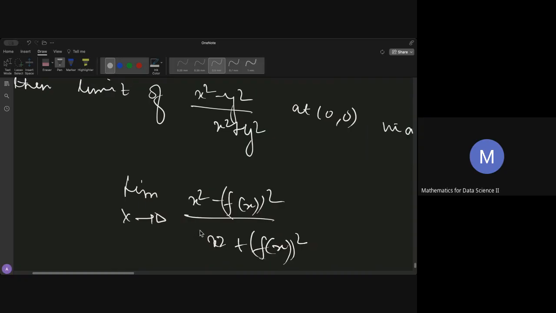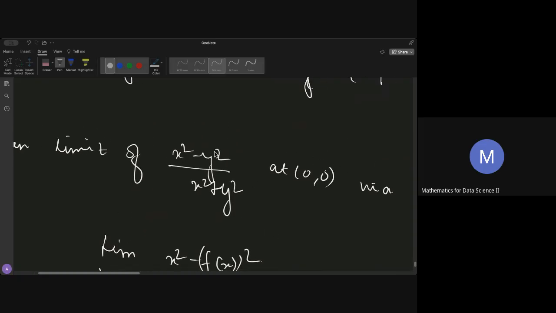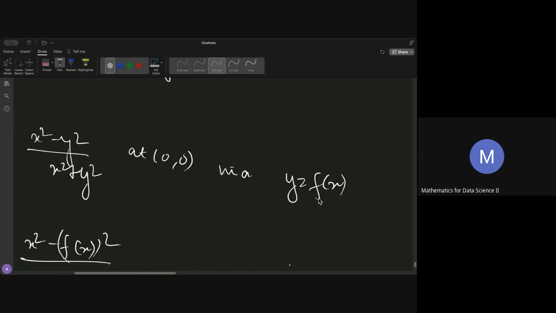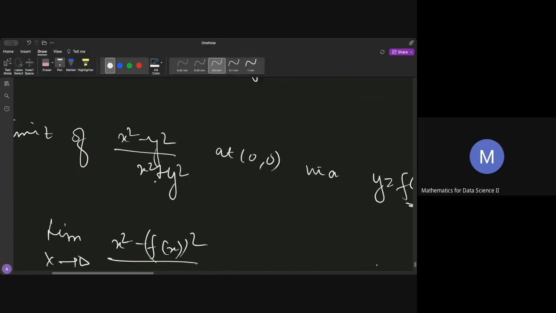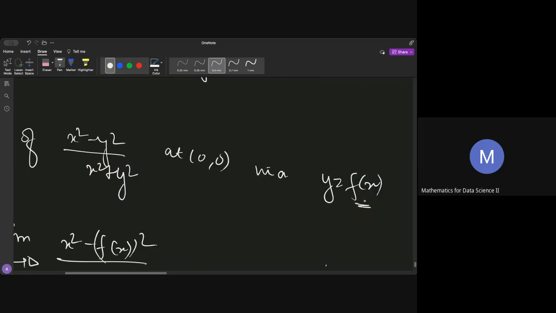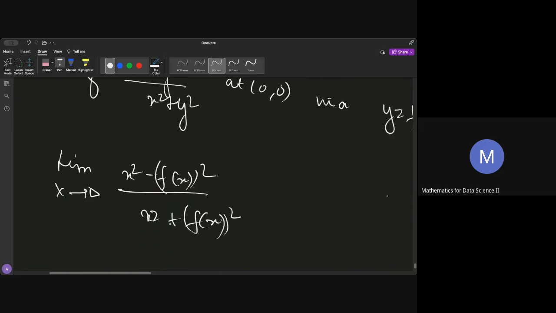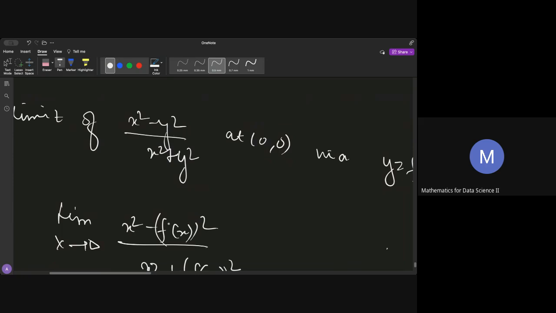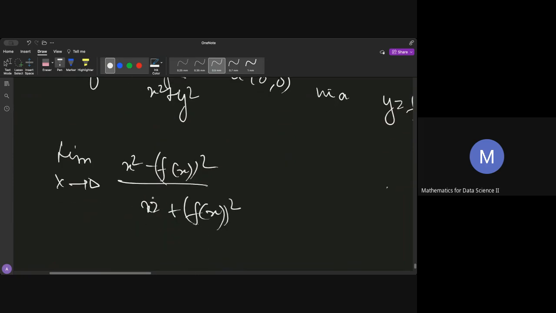So we were doing this thing. What you have to do is replace y with f(x), because you're calculating the limit of this function via y equals f(x), a curve. That's why I'm replacing y with f(x). So we'll have this, and because your entire function, which was in terms of x and y both, is now just in terms of x, you can find the limit of this, right? This is a one variable function. You know how to find the limit of one variable functions.